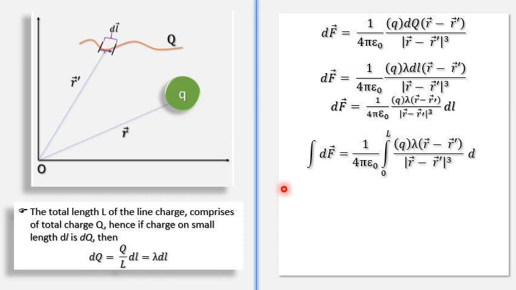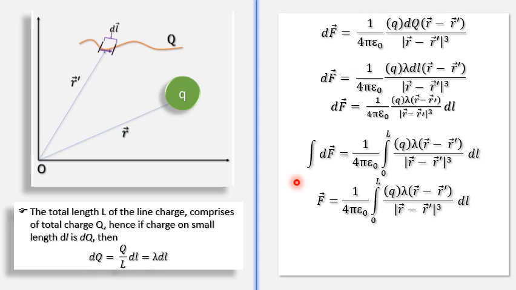And this is what we have. Now the left side is the integration of dF, so I'll get the total force. I'll replace it with vector F. So this is the expression of force we are looking for. What is F? Force on small charge q due to line charge distribution with line charge density lambda.